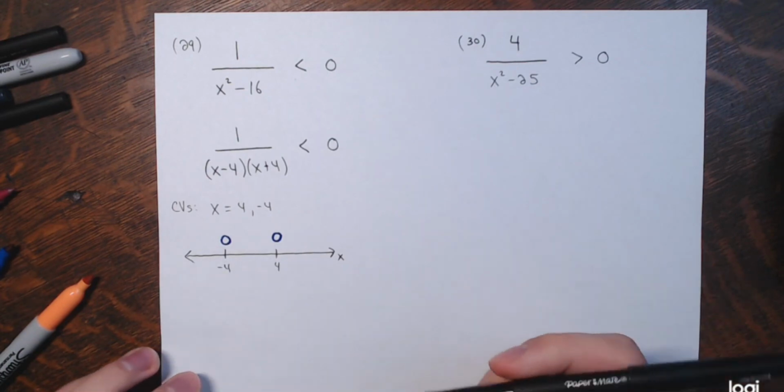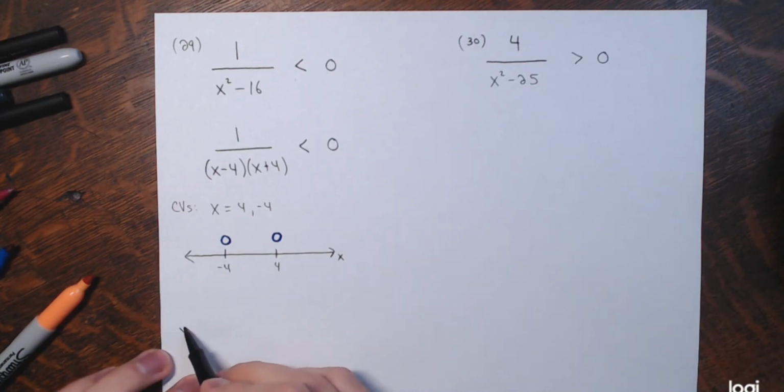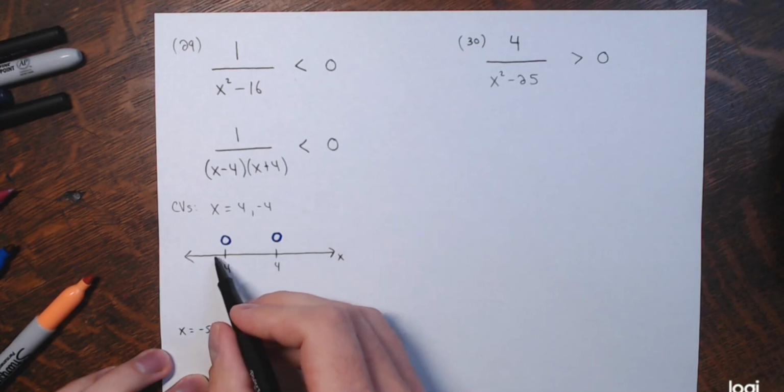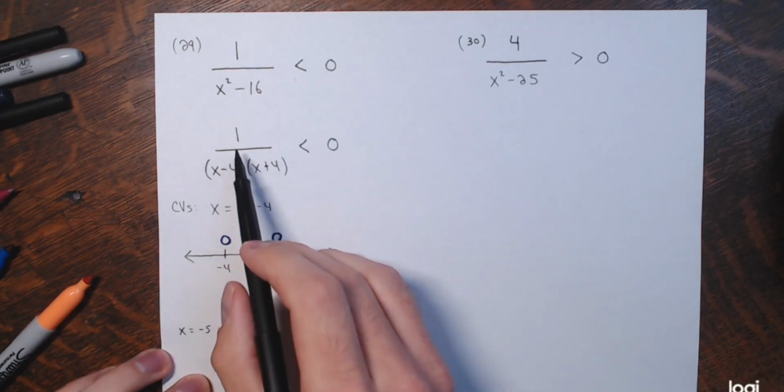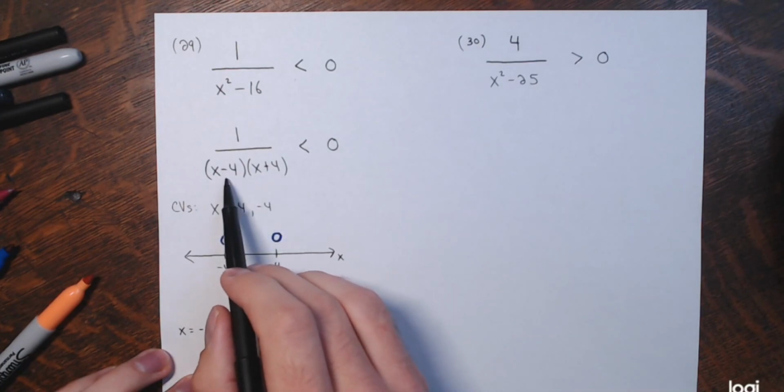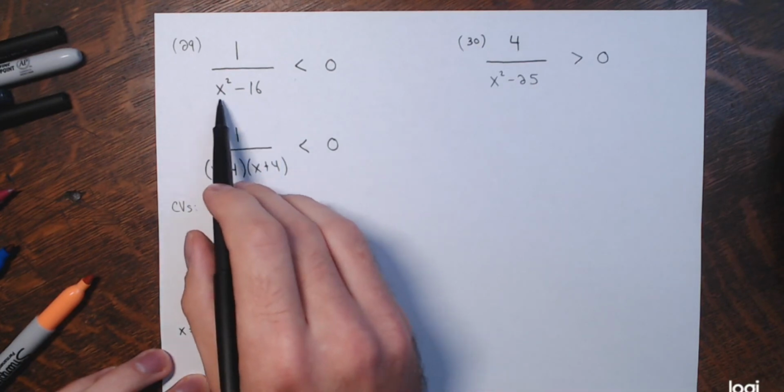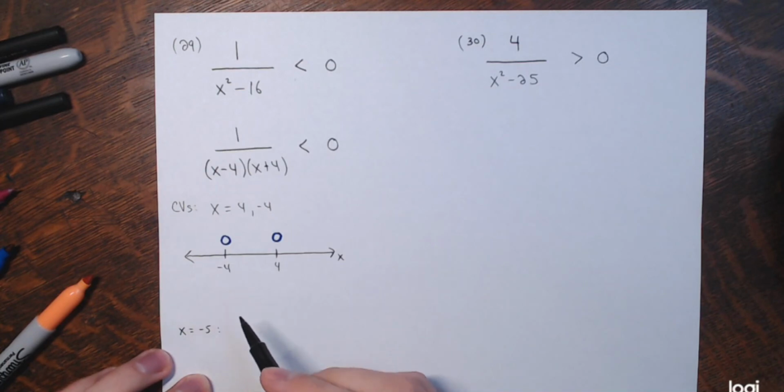And then I'm testing values. So how about x equals negative 5 for the values left of negative 4? Well, the numerator is always positive, and both factors of the denominator would be negative, or you'd have 25 minus 16, that'd be positive. Positive numerator, positive denominator, you have a positive number on the left. Is that less than 0? Nope. So leave that interval blank.